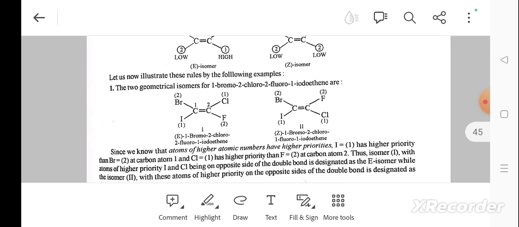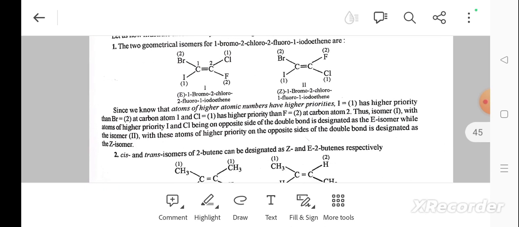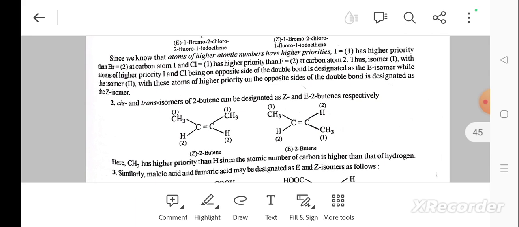The two geometrical isomers of 1-bromo-2-chloro-2-fluoro-1-iodoethene are shown. Since atoms of higher atomic number have higher priority, I has higher priority than Br at the first carbon, and Cl has higher priority than F at the second carbon. The first isomer, with the atoms of higher priority, iodine and chlorine, on opposite sides of the double bond, is designated the E isomer, while the second isomer, in which these higher priority atoms are on the same side of the double bond, is assigned as the Z isomer.